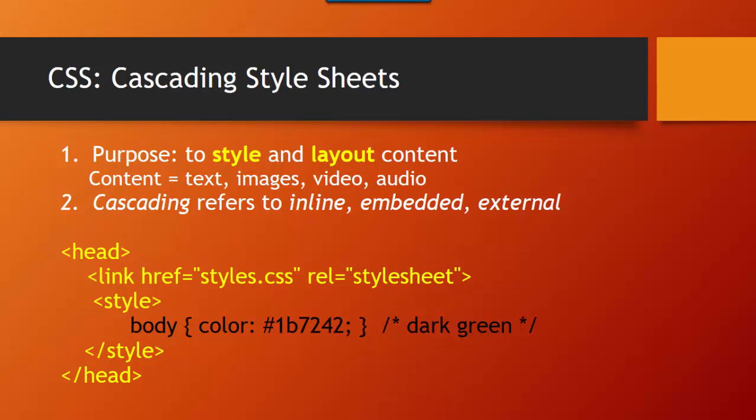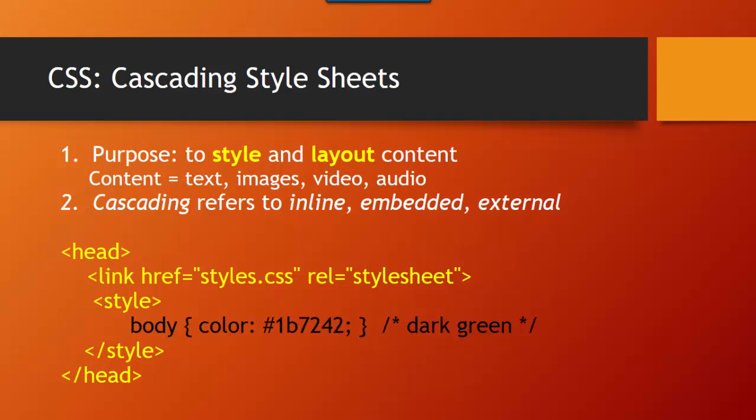The purpose of a style sheet is to style and lay out the content. And by layout, I'm talking about where the content appears on the page. Is your content in multiple columns? Is it in one column? Is it centered? Anything that has to do with the style or the presentation of the content is the job of CSS. And again, our content can be text, it could be images, video, audio, anything that you see and interact with on the page is the content.